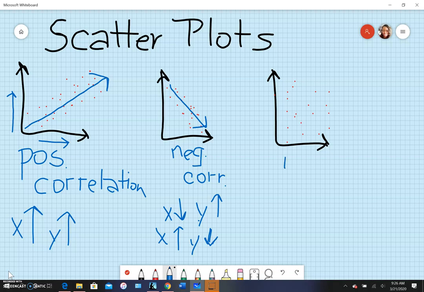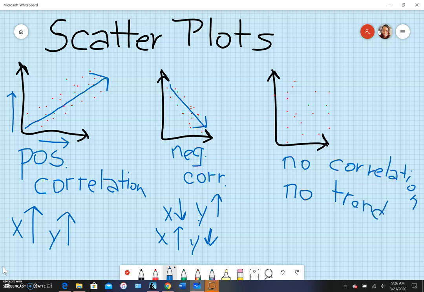This last one is no correlation at all. That means those dots are kind of just doing them. They're not worried about anybody else. They are just there, kind of scattered about. There's no trend in those dots.